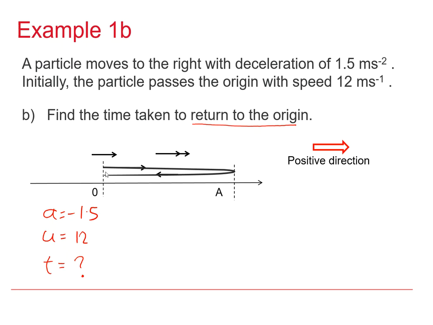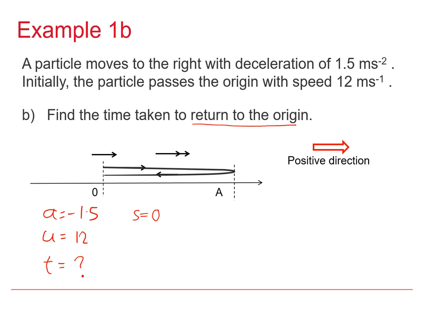Well, at the origin the displacement is 0. So what it's really saying is that s is equal to 0. Now you might be thinking, well, hang on a second, that's the same as the initial displacement, so how's this going to work? Well, let's just trust the equations and see what happens. Okay, that will reveal itself. So we've got these 4 variables now. We've got a, s, u, and t.